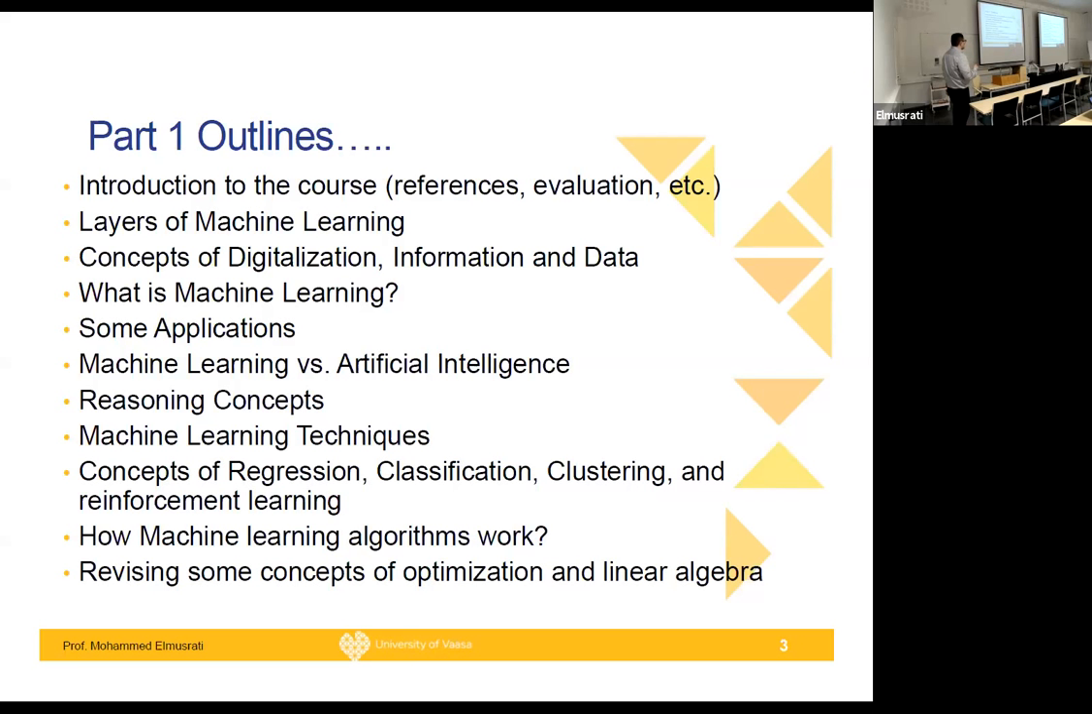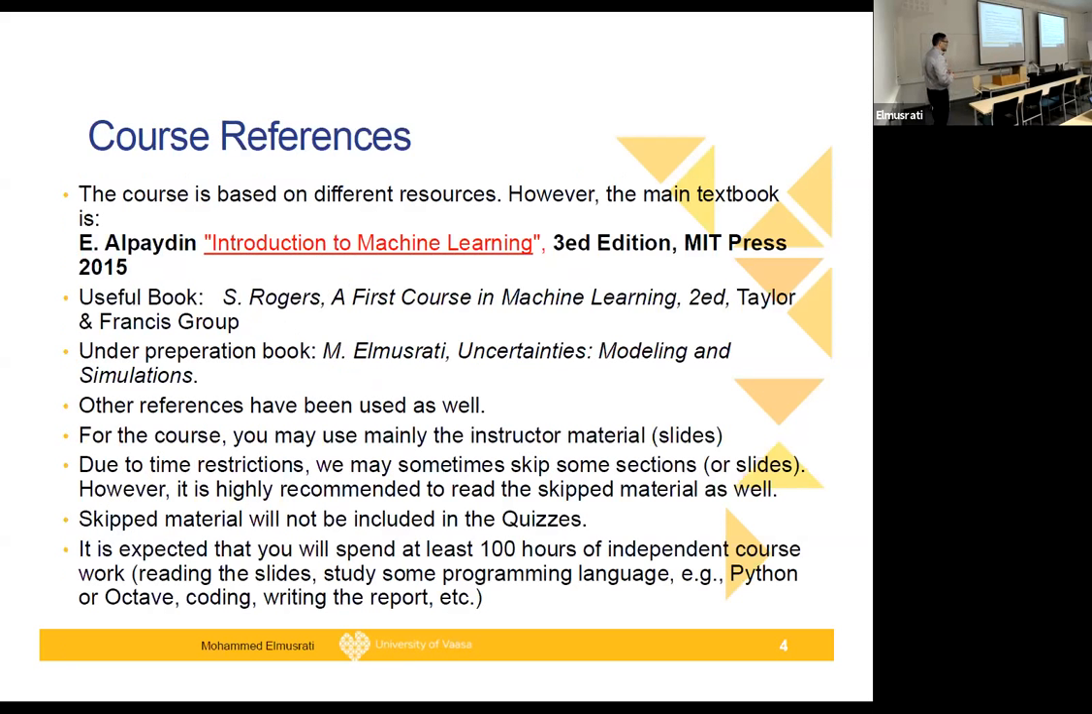machine learning compared with artificial intelligence, what they are, what is the interrelation between them, reasoning concepts, machine learning techniques, concepts of regression, classification, clustering, and reinforcement learning, how machine learning algorithms work, and revising some concepts of optimization and linear algebra. This will be part one. Part one is difficult to cover in one lecture, so it might be 2 or 3 lectures to cover this part one.